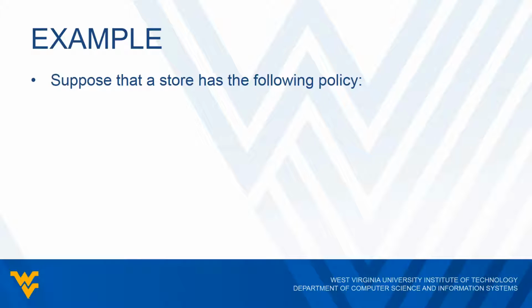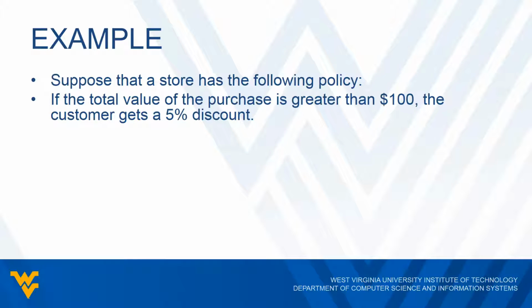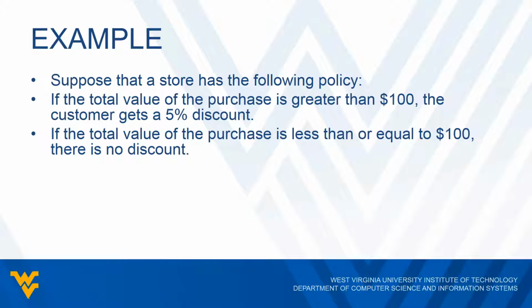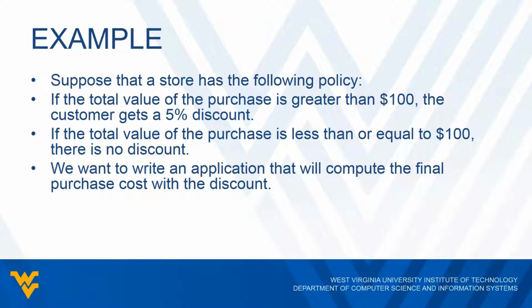Let's suppose we have a business or a store that has the following policy. We have customers that buy items from the store. If the total value of the purchase is greater than $100, then the customer gets a 5% discount. So you spend $100 or more and you get a 5% discount. If the total value of the purchase is less than or equal to 100, then there would be no discount. So what we would like to do is write an application that would give us the final cost of the purchase with the discount considered.